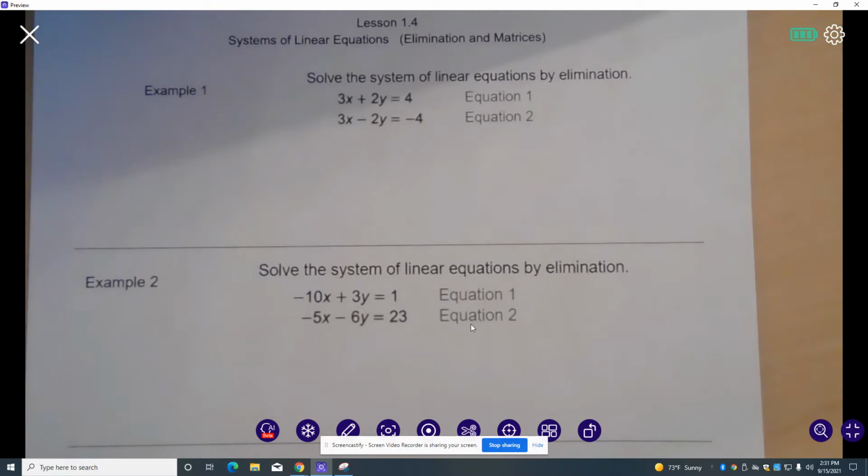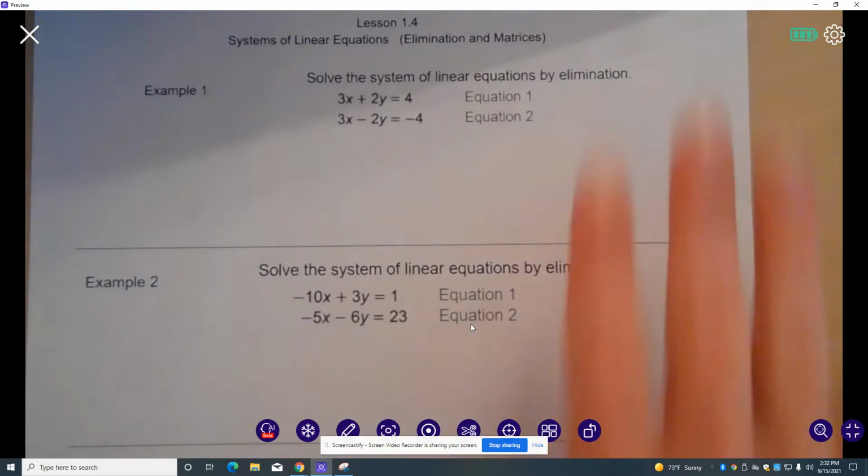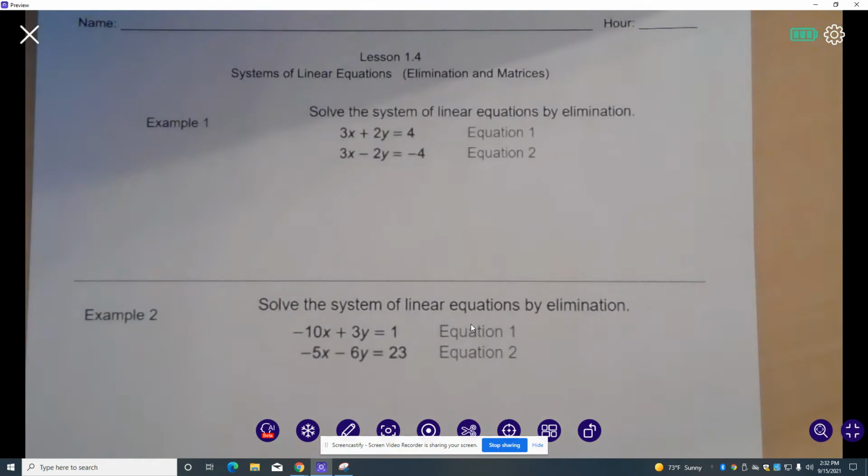In this video, we're working through the extra notes page for lesson 1.4, the day 2 notes on elimination and matrices. In the first 3 examples, we're going to solve the system of linear equations by elimination. In example 1, if we're going to use elimination, remember the goal is to eliminate or get rid of one of our variables, x or y.